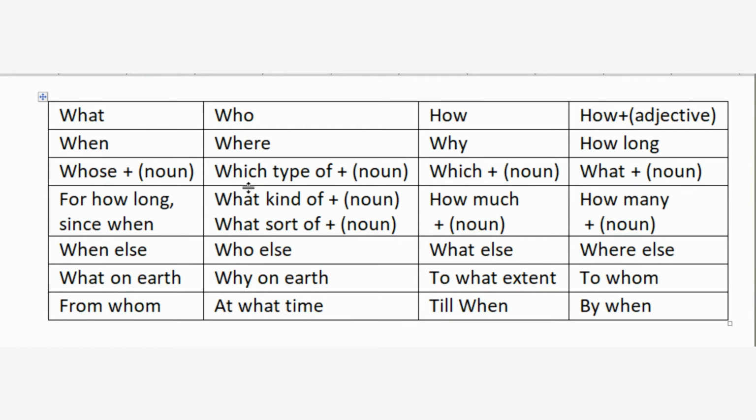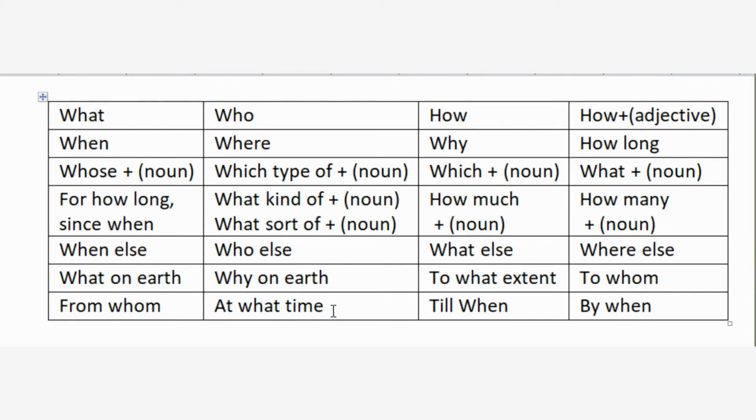In the same way, you can take any other example. For example, which type of, you are not going to use the auxiliary after which or type or of. You are going to use the auxiliary after the noun. Which type of dresses do you like? Which type of dresses? After dresses, after the noun, you are going to use the auxiliary. Which type of dresses do you like? And you can take any of the examples from here. You are going to use the auxiliary after the phrase, not after the first word or the second word. For example, at what time do you do exercise? At what time? After at what time you are using the auxiliary do.